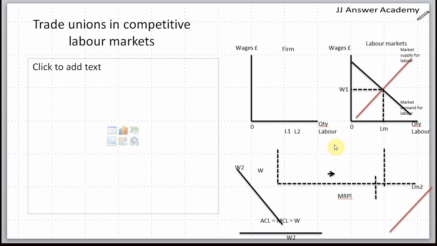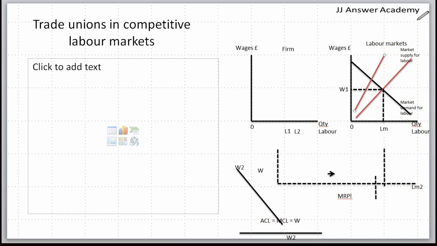Now, if we introduce trade unions over here, a trade union is an association of workers that will negotiate with employers for better wages and better working conditions. So what they feel is the market wage rate is a failure because it's quite low. So what they'll do is they'll shift the market supply curve of labor to the left.